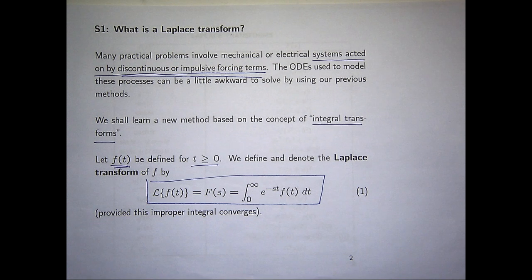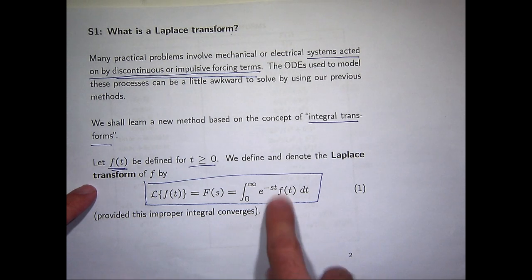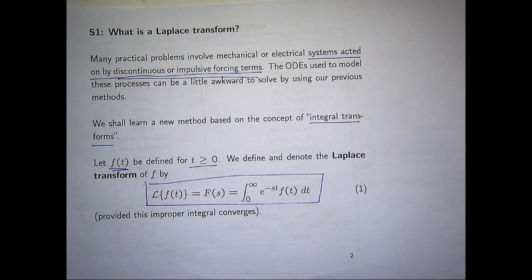Okay, so just to refresh our memory, a Laplace transform is just an integral transform. You take your function of t, multiply it by this exponential, and form this improper integral. Generally, lowercase letters represent functions of t, uppercase letters represent their transform. So little f of t, big F of s would represent its transform. And it's in the form of an improper integral.